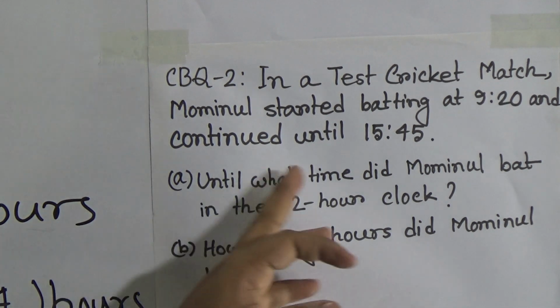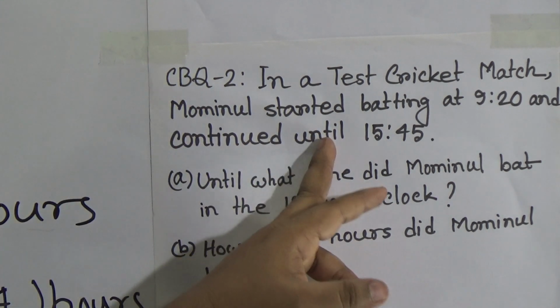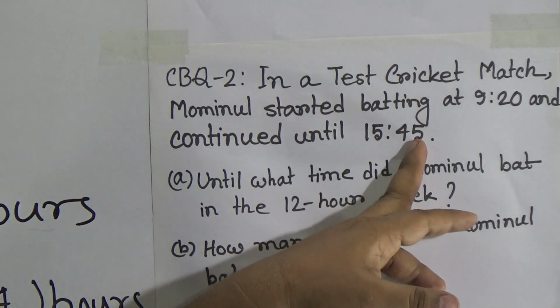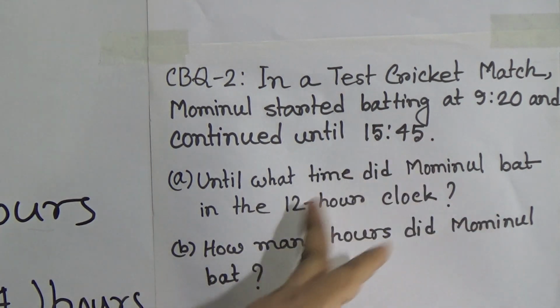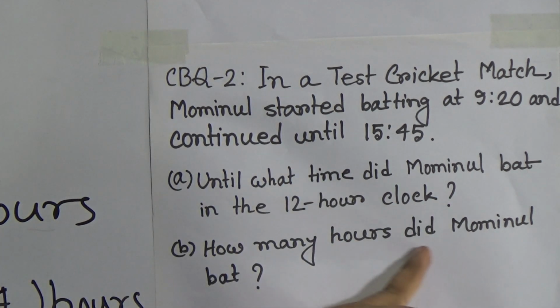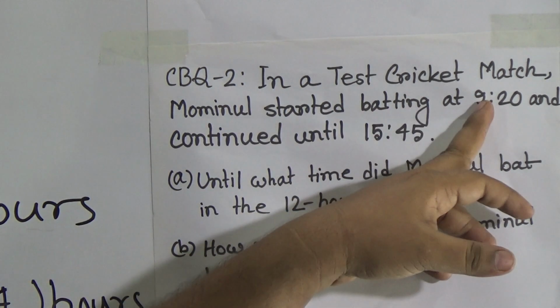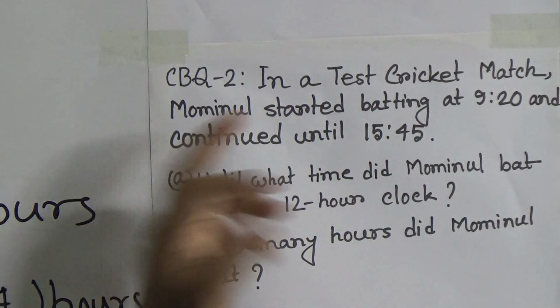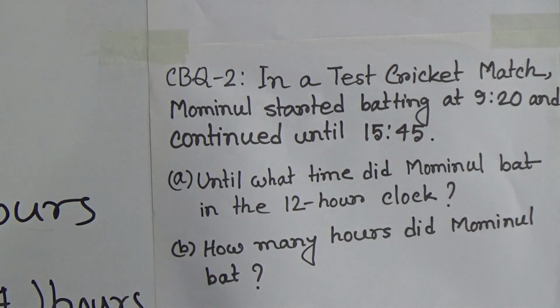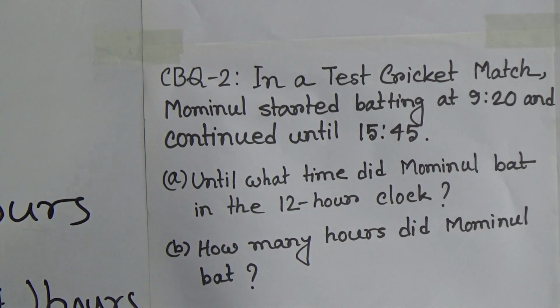So first of all, please notice the question. Mominul continued batting until 15:45. We want to convert this time into the 12-hour clock. This is the solution of question number A. How many hours did Mominul bat? That means here you notice Mominul started batting at 9:20 and continued until 15:45. So we subtract 9:20 from 15:45 and we get the required answer. I hope you have understood. Now we shall start to solve.